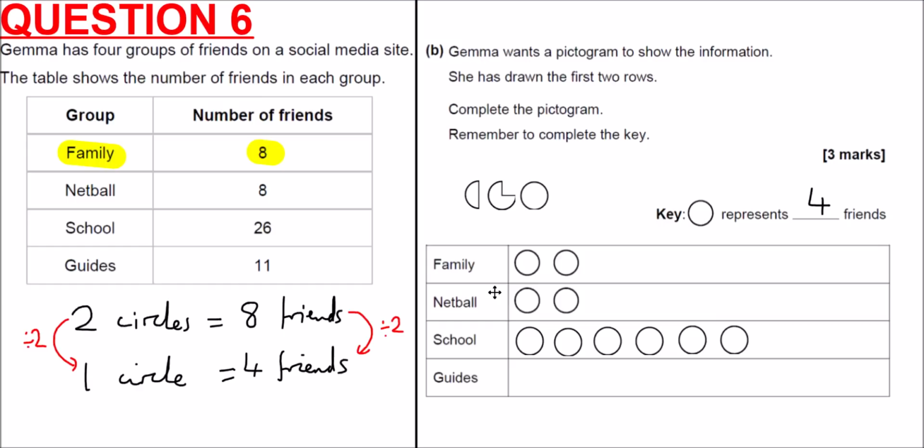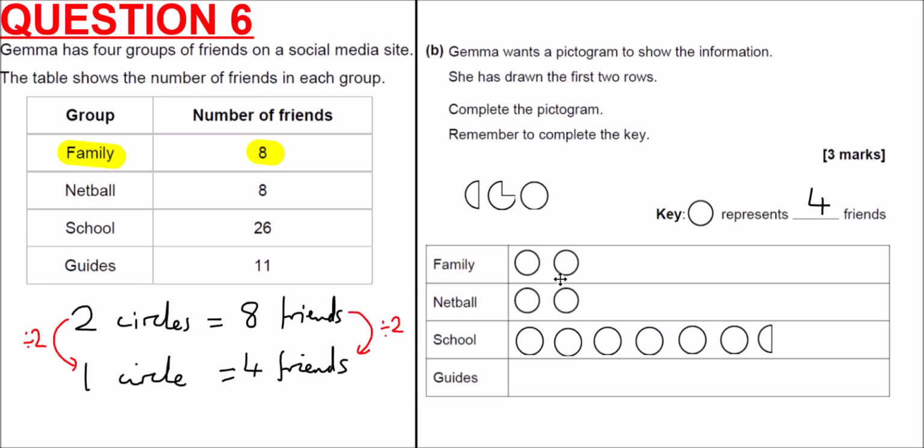Now we want an extra 2 friends. To go from 24 to 26 is an extra 2. If 1 circle's 4 friends, we need half a circle to represent 2 friends. And so the next thing we do is get half a circle here and draw that in. I'm just cheating really by copying them across.